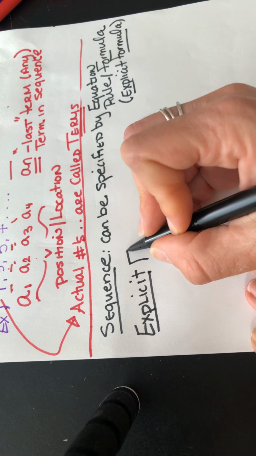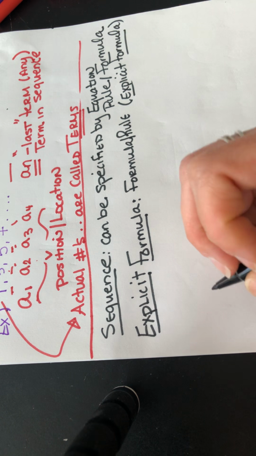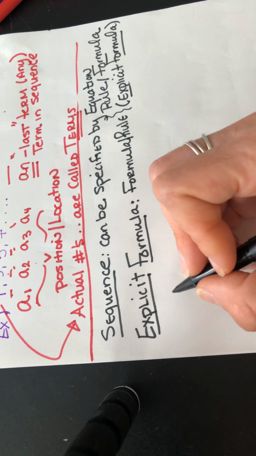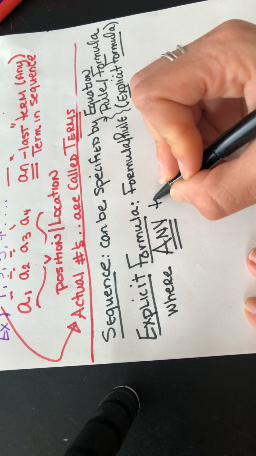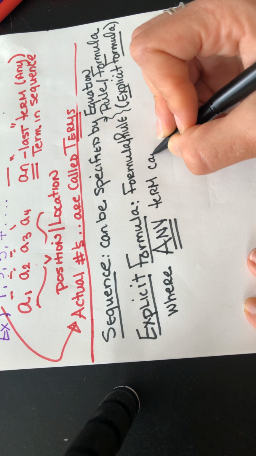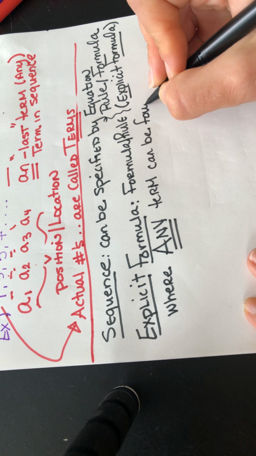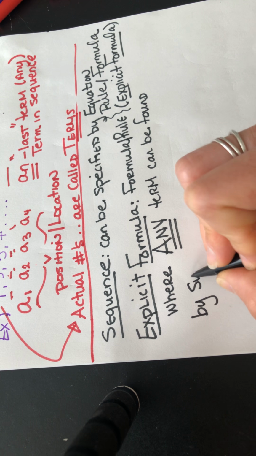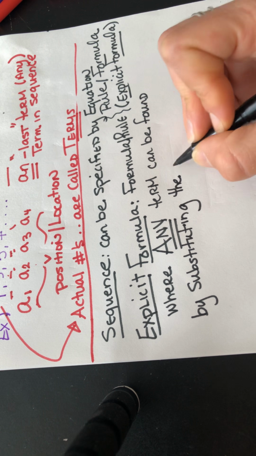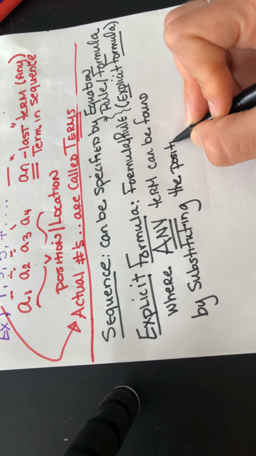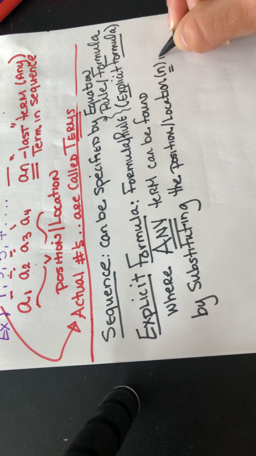So an explicit formula, we can say, is a formula slash, again, rule, where, and here is going to be a keyword, any, and again, this will make sense more down the line, term can be found by substituting the position or location n into the formula.